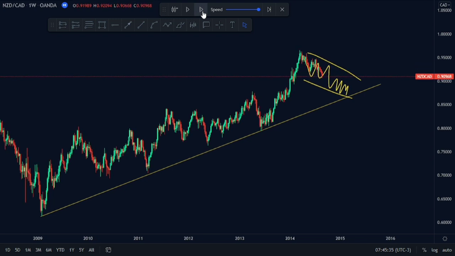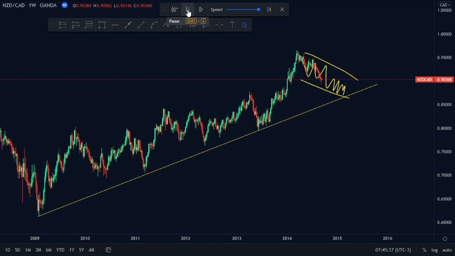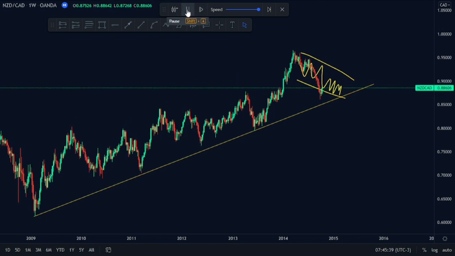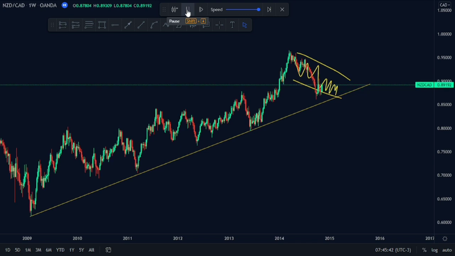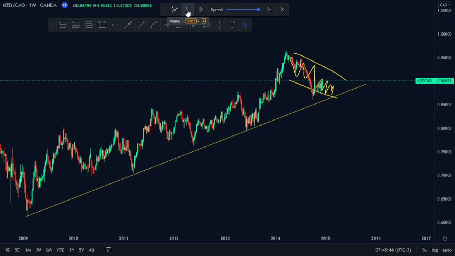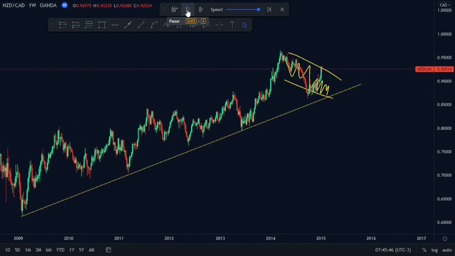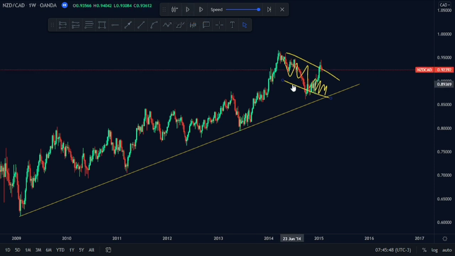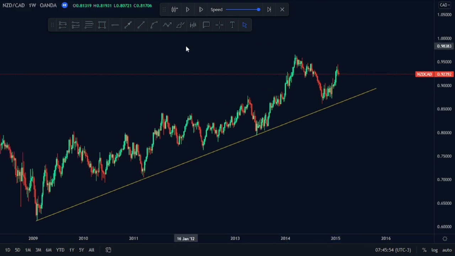So price pushes back down. Okay, let me play this a bit faster. Went back down. Okay, going down like that. If you can check now, a new low is confirmed. Sorry if you can hear the noise. The new low is confirmed.